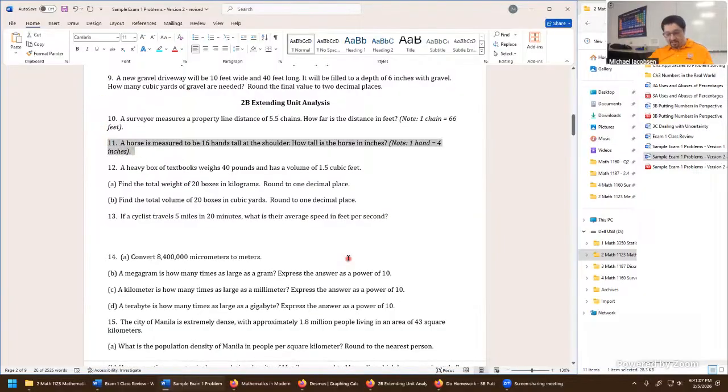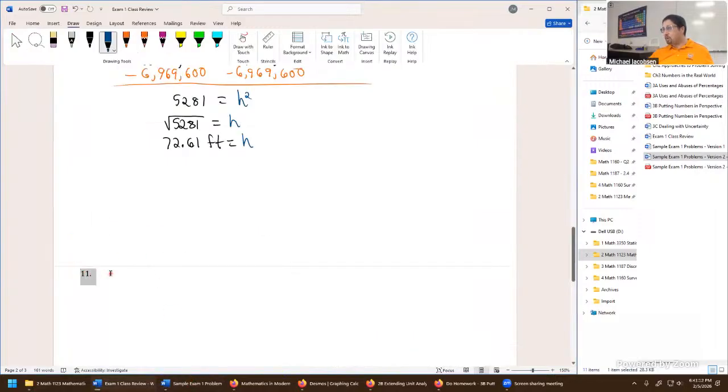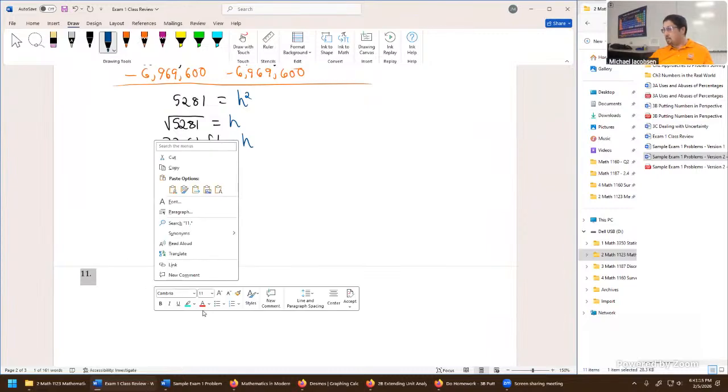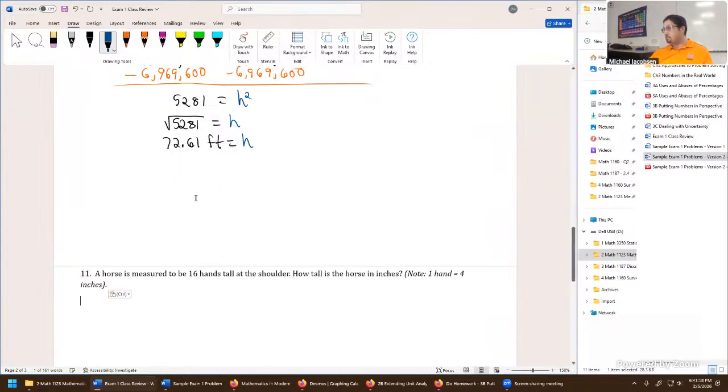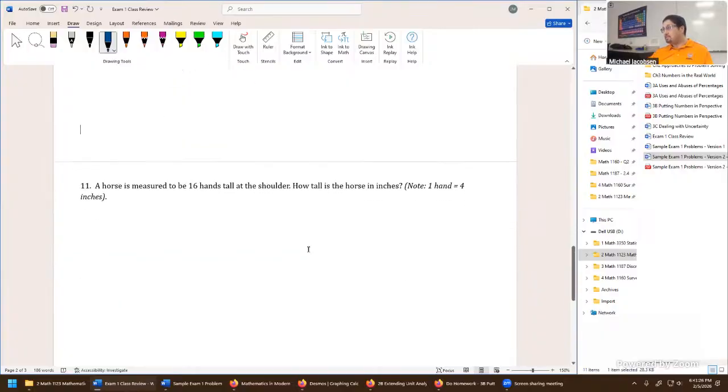And this is kind of a random one. I'm glad this one was asked. There's going to be some random units, kind of like we see here on this problem on the real exam. And if I give you a random unit, I'll absolutely make sure it's defined like we see right here. We're told a horse is measured to be 16 hands tall at the shoulder. We want to know how tall is the horse in inches then?